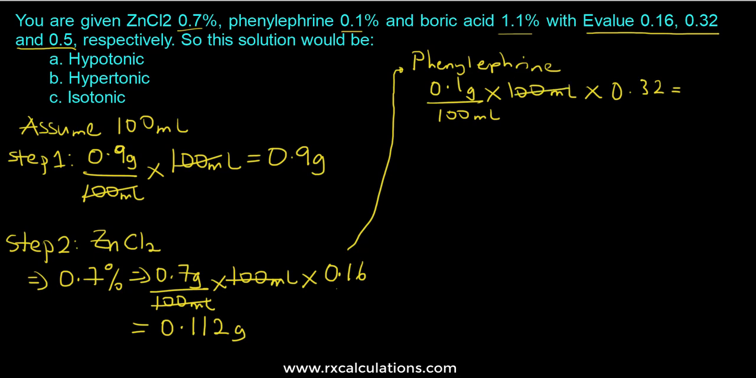Okay, so that goes away, and we should end up with 0.032 grams. We do the same thing for boric acid.